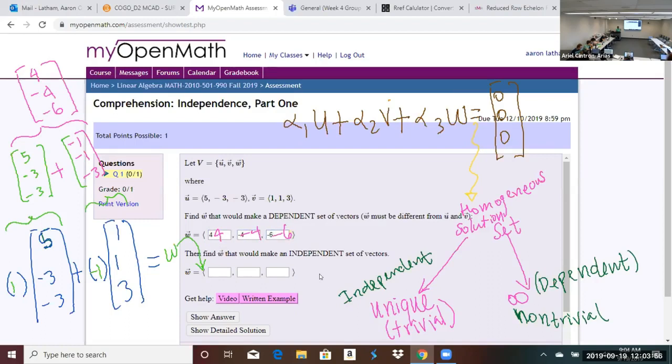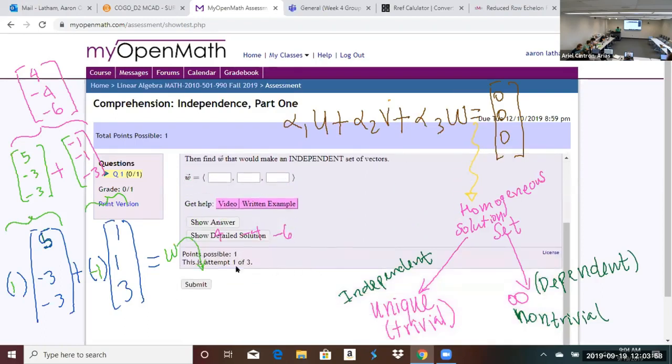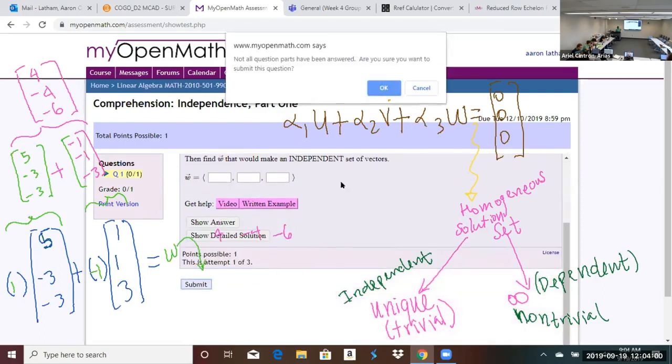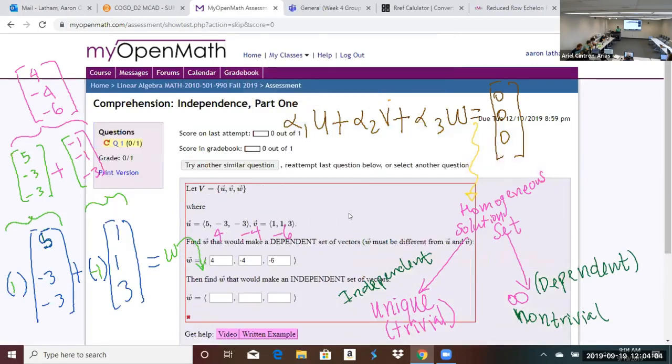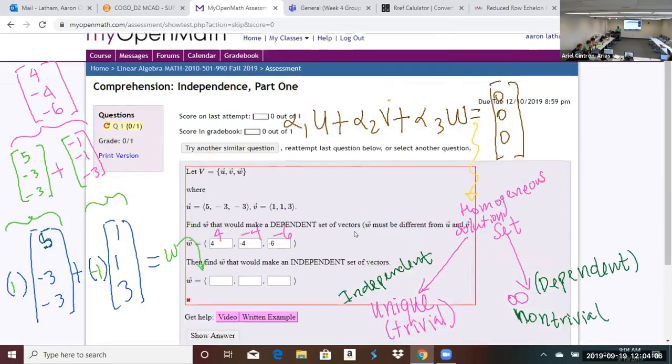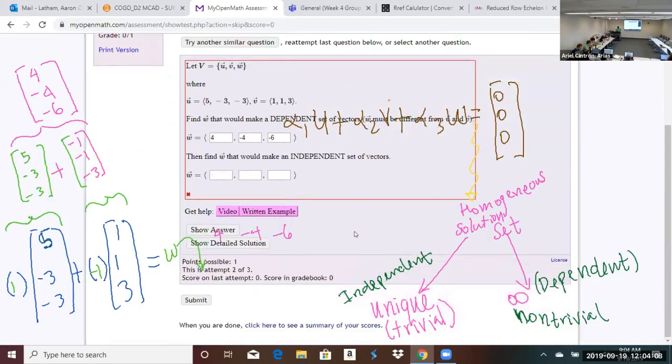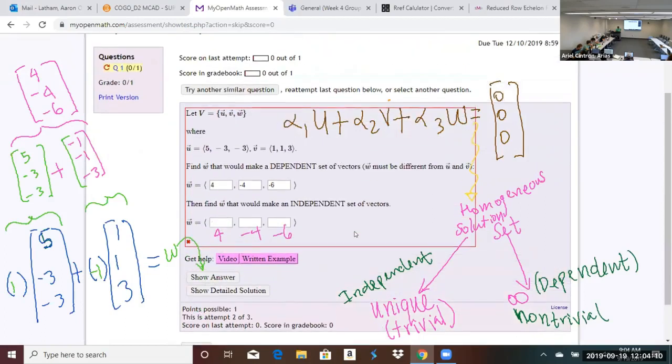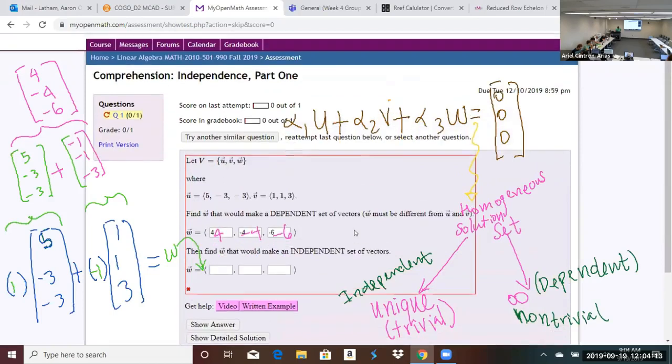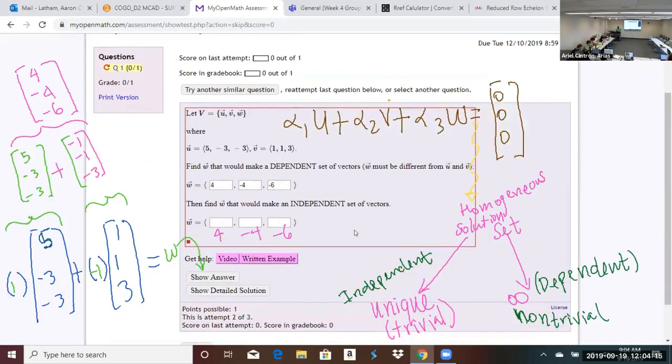Okay, how do you submit the answer? Submit. It's complaining because the other one is empty. Is that right?